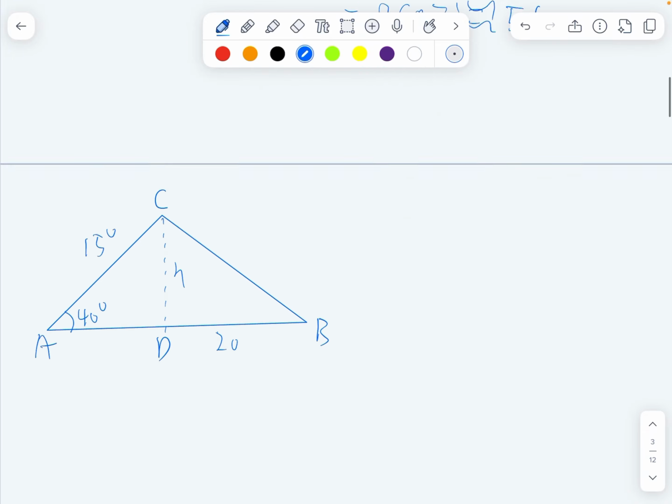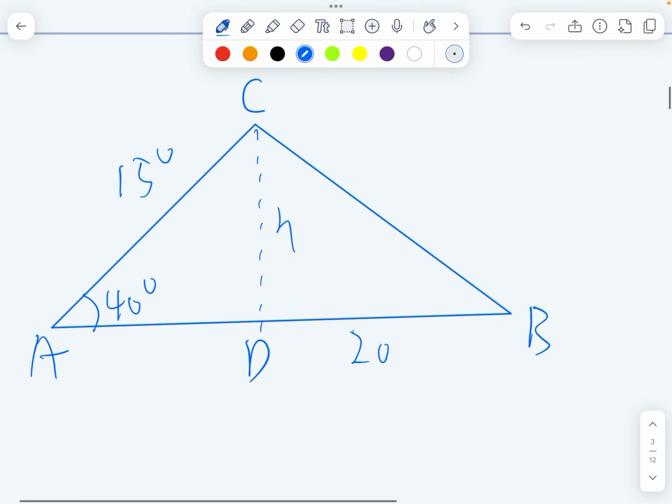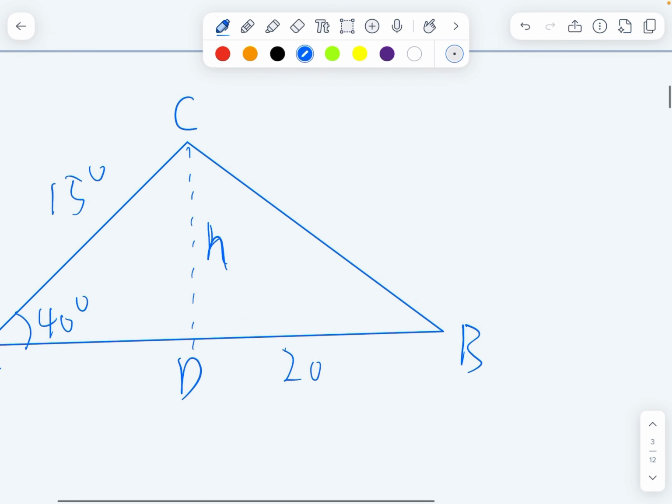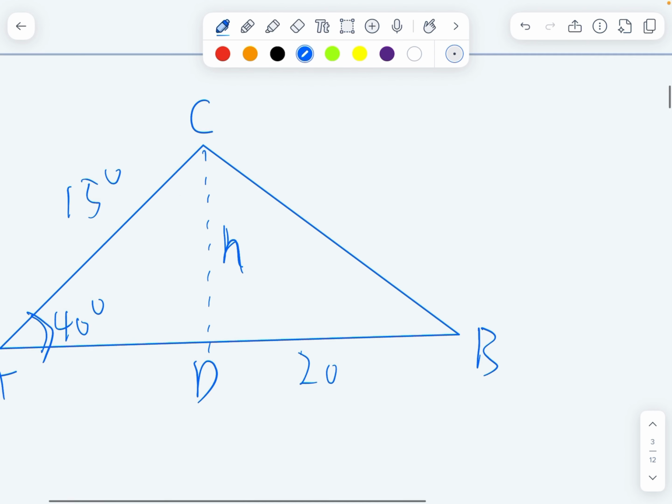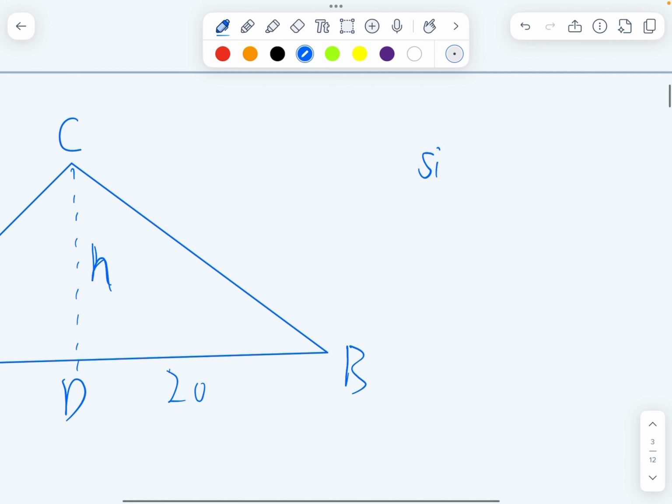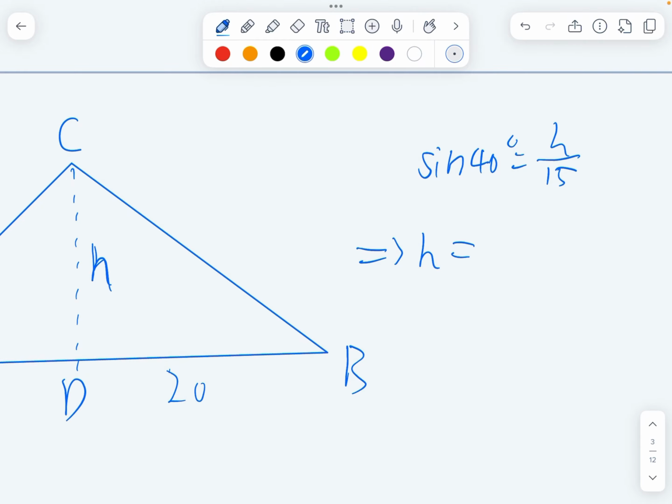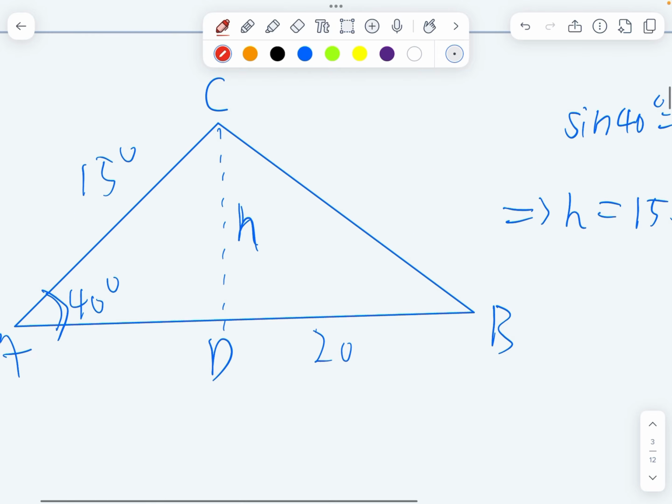Okay, that's the first one. The second one is a triangle where there is a height called h. First, we can use 40 degrees. That means sin 40 equals h over 50. So we can use h equals 50 times sin 40 degrees to express this height.